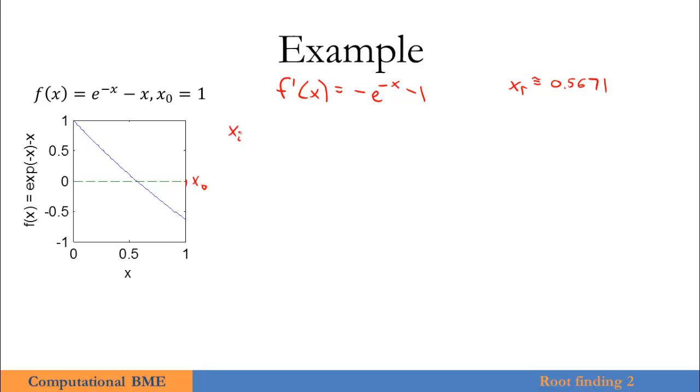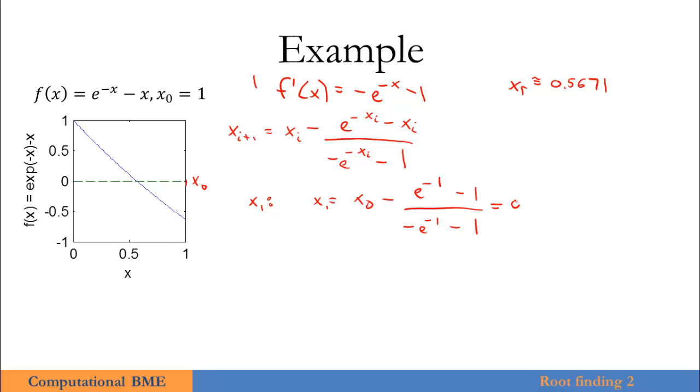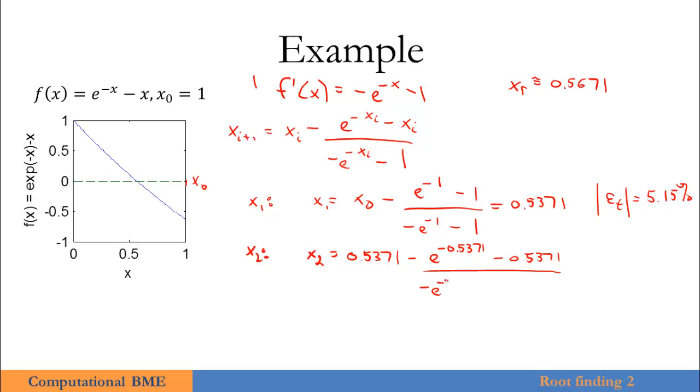Now let's plug these into our Newton-Raphson equation, and we get this. When we look at the first iteration, we get this result that our guess of the root at that point is 0.5371, with a relative percent error of just a little over 5%, which is really not too bad for our first iteration. When we do this for the second iteration, we get a result of 0.5670, or a relative true error of just 0.03%. So we can see that this method is converging quite rapidly.